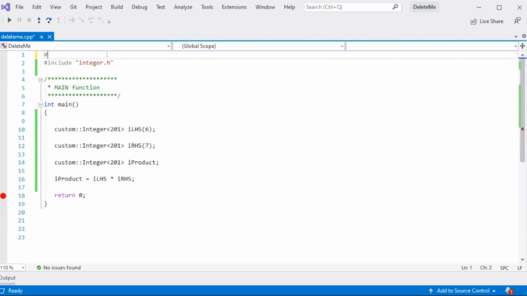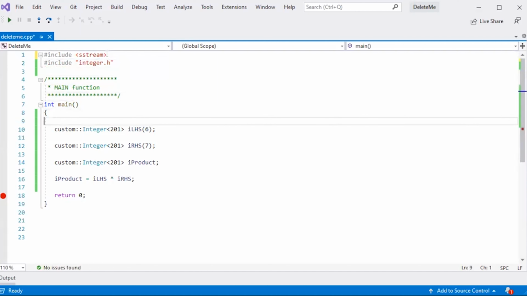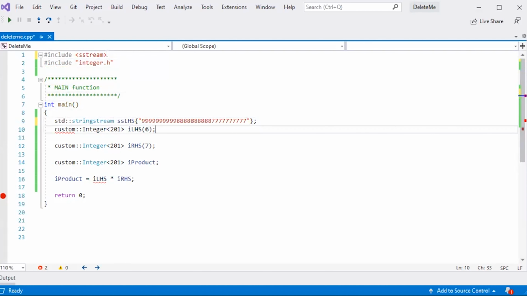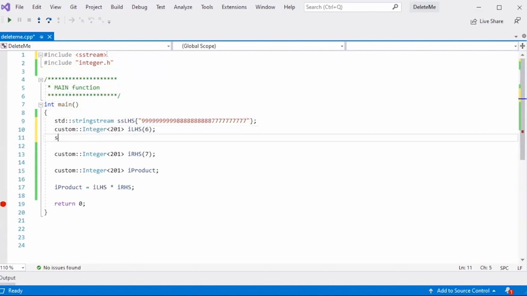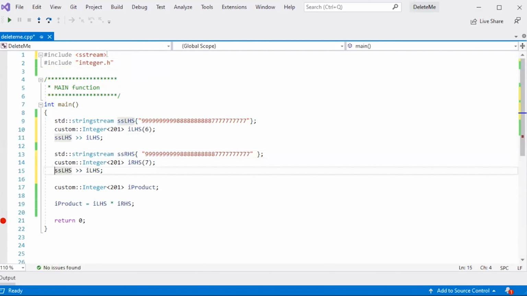So I'm going to take that number here and put it into my I left-hand side and my I right-hand side. In order to do that, I need to have a string stream because I can't just assign an integer with that many bits because, like we said before, C++'s integers are not that large. So I'm going to take a string stream that has that string I copied from Python. And now I'm going to use the extraction operator to put that 30 decimal digit number into I left-hand side and also into I right-hand side. So now I left-hand side and I right-hand side will both be 100-bit numbers.